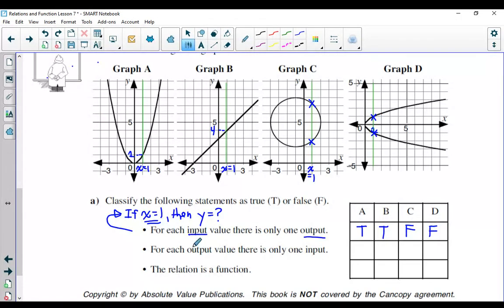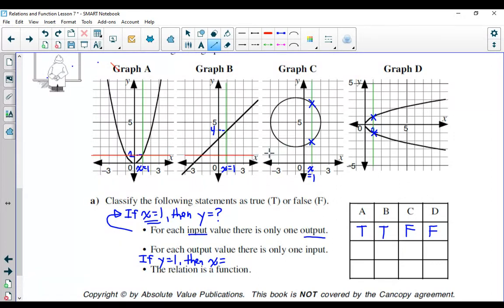Now it says for each output value, there is only one input value. So it wants me to do the other way around here. Let's say y was equal to 1, then what would the value of x be? I'm going to draw a horizontal line to show this. We'll do a bunch of horizontal lines that pass through the y-axis at y equals 1. I'll do it in red this time. So y equals 1 would be at this location.